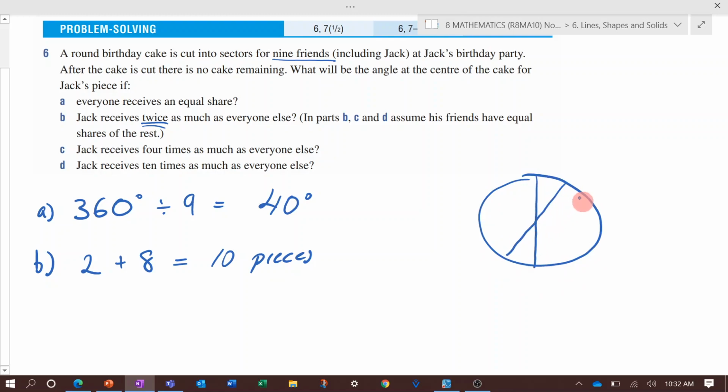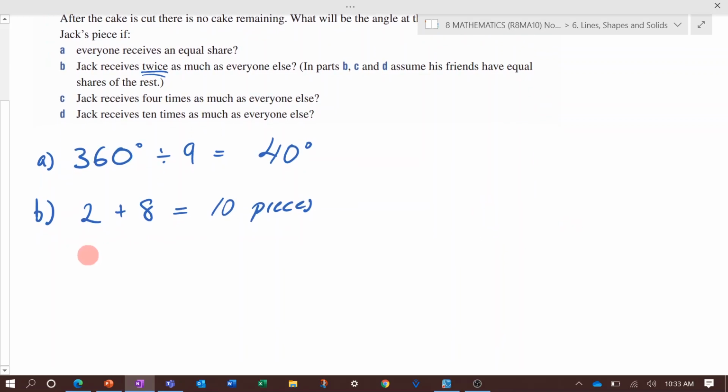Now again, this is trickier than it seems. I can't do it. Ready? There and there, I think. I think that's 10. So what I'm saying is that Jack is going to get 2 of these slices, and then everyone else gets the rest. Now, these should be equal, but let's just pretend. So what we're going to do is the same process. We're going to go 360 degrees, divide it by 10, and that's going to give us 36 degrees. So that is each slice is 36 degrees.